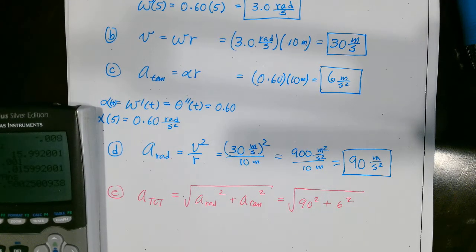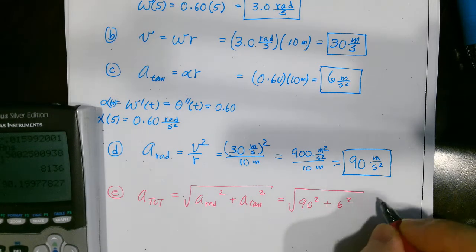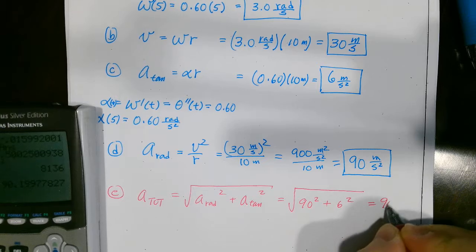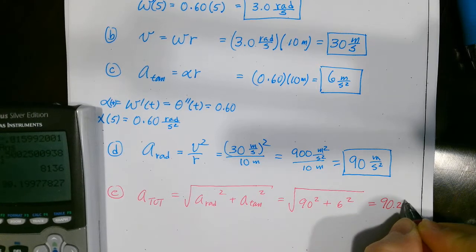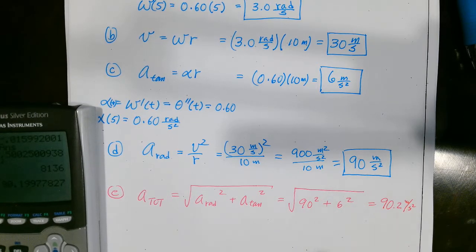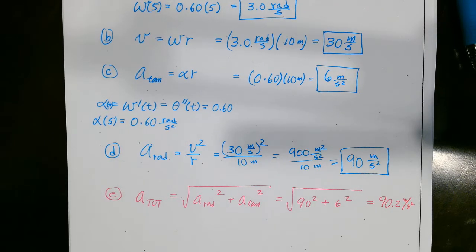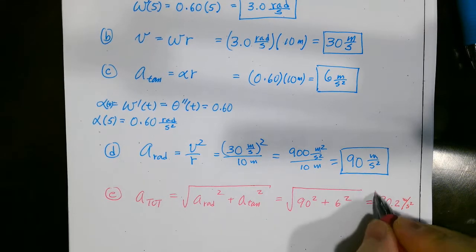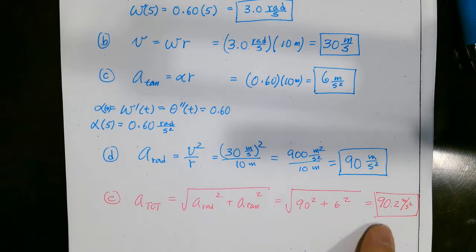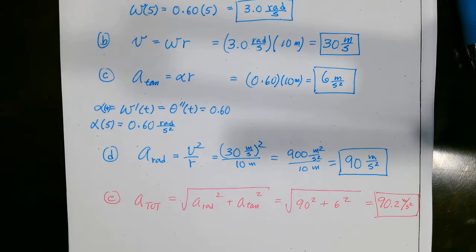That's like 90 squared plus 6 squared, right? Square root that sucker, and you should get somewhere around 90.2 meters per second squared. Okay. So, yeah, that wasn't asked, but it's just good to know. Right? It's good to know.